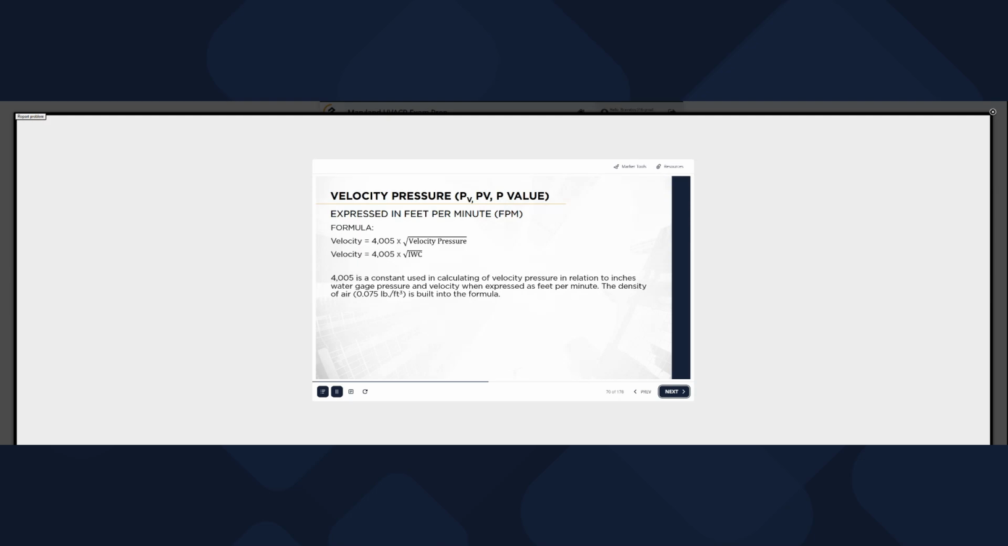The square root of the PV reading is multiplied by 4005, a number carefully derived by the famous 18th century Swiss mathematician Daniel Bernoulli. 4005 is a constant used in calculating velocity pressure in relation to inches water gauge pressure and velocity when expressed as feet per minute. The density of air, 0.075 pounds divided by feet cubed, is built into the formula.